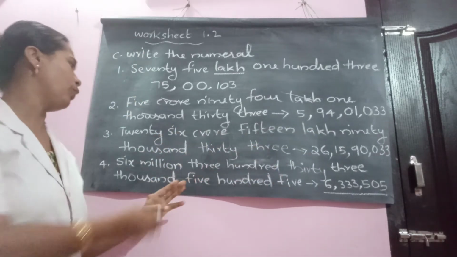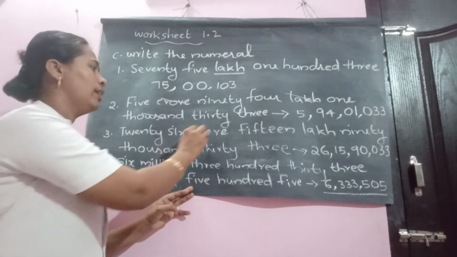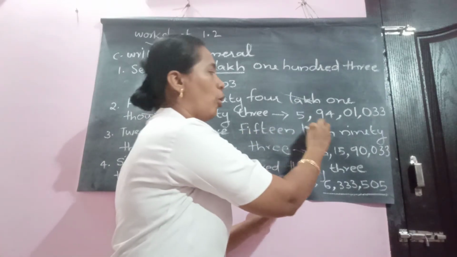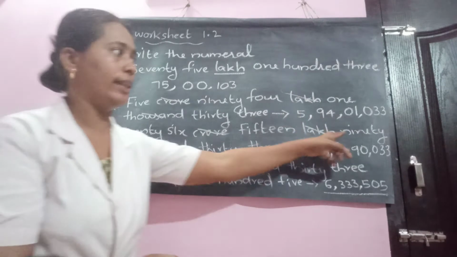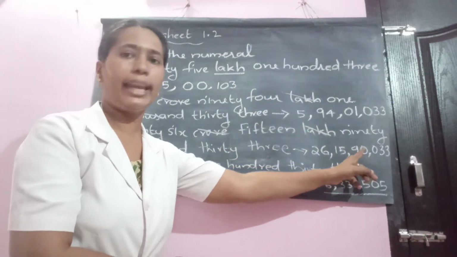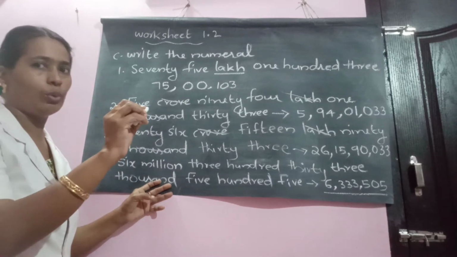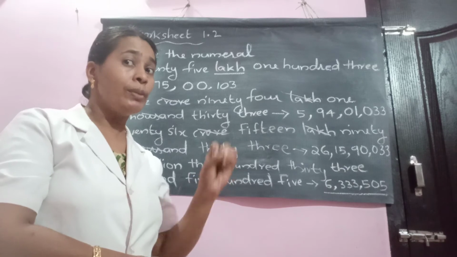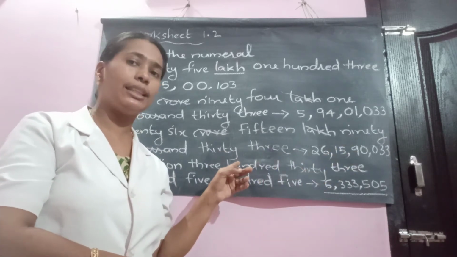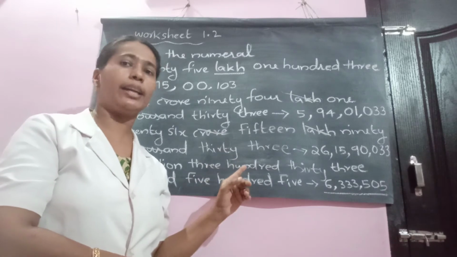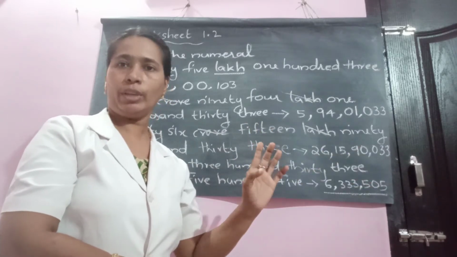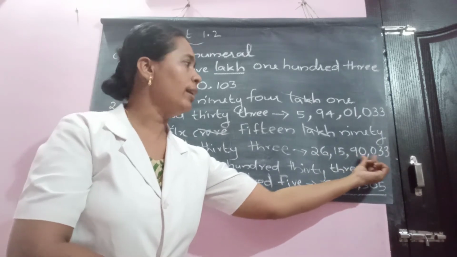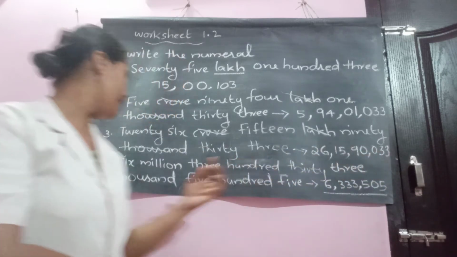Okay. The third question is 26 crore 15 lakh 90,033. It is very easy for you. After writing 26, comma instead of crore, comma 15, then comma, then 90. Instead of thousand, what do we have to do? Comma, 33 again. Can you fill 33? No, we have to fill 033 because the hundreds digit is missing here. So, we fill the hundreds digit by 0, then 33. Okay. So, this is 26 crore 15 lakh 90,000 then 33. Okay. Let us move to the fourth question.